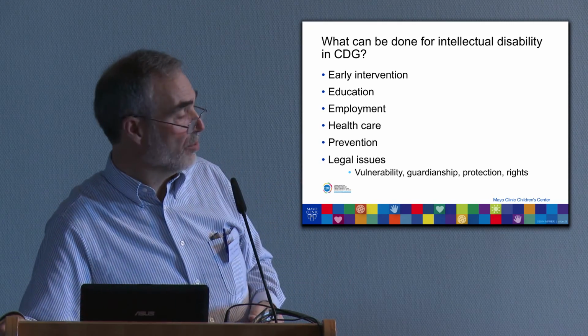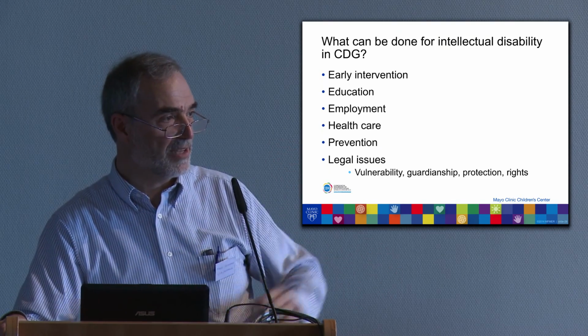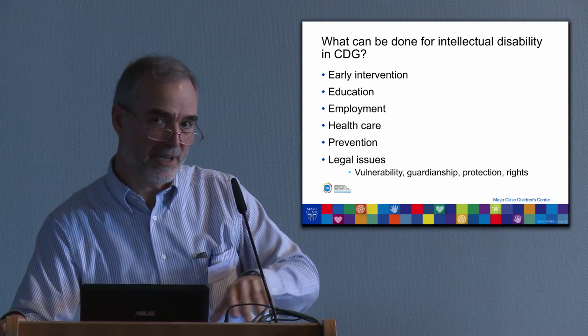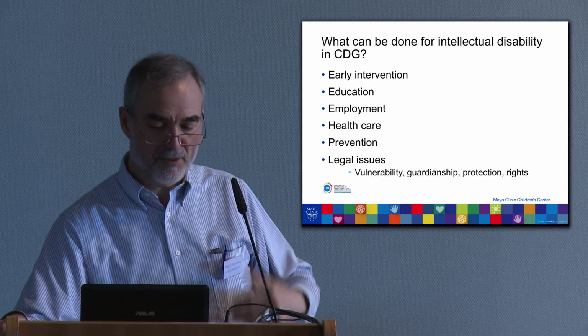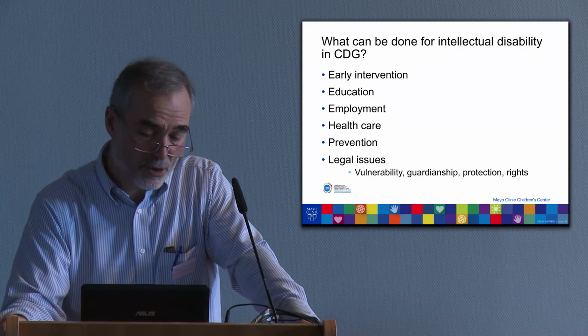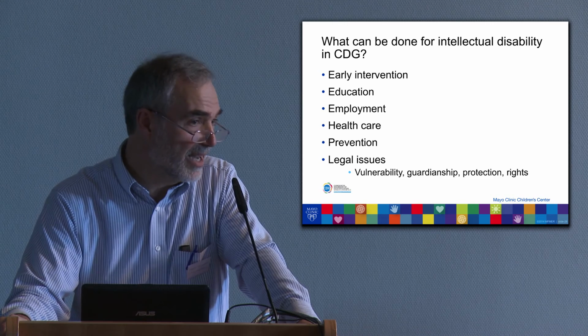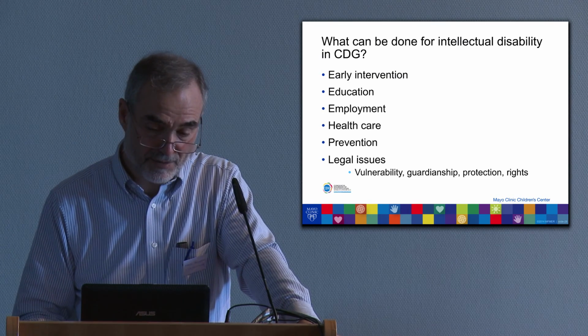Glycosylation occurs, of course, throughout life, but it's very prominent in early development. So if we're going to affect the outcome, we need to make the diagnosis early and intervene as early as possible to be maximally effective. And there are a whole bunch of legal issues we have to take into account, particularly as children go older, in terms of their vulnerability, guardianship, protecting them, and making sure that their rights are achieved.